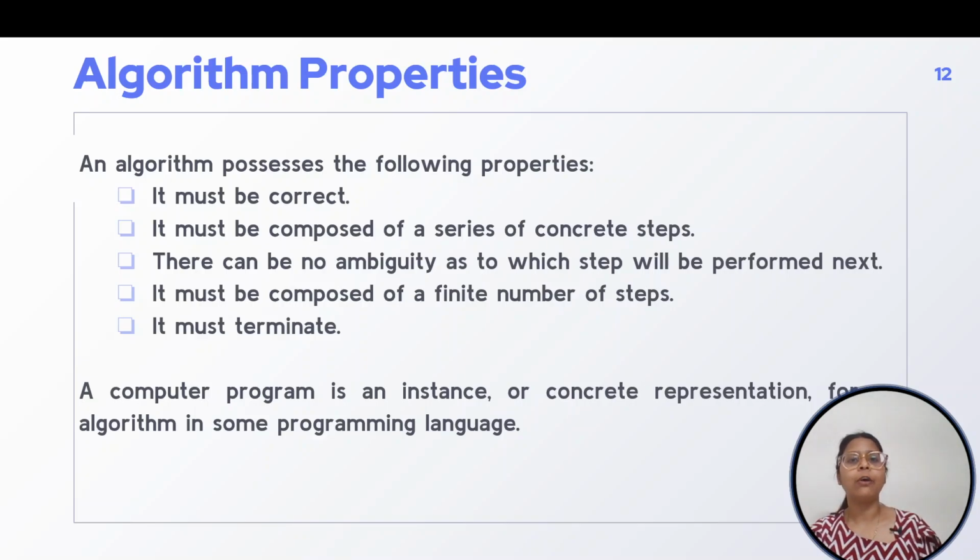Now there are some algorithm properties. The algorithm should be correct, and there should be a series of concrete steps. I told you that there should be finite steps and there should be no ambiguity. All the steps should be unambiguous, finite, and it has to terminate. It has to come out with some kind of output.